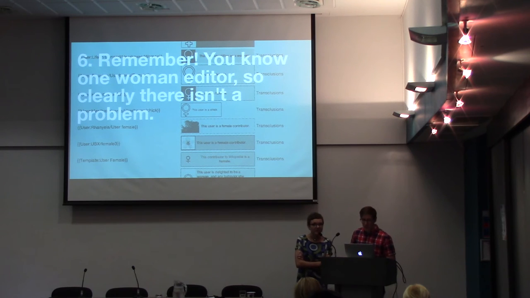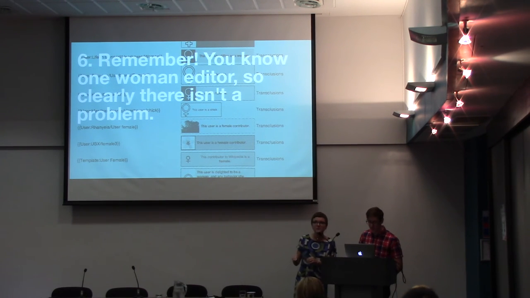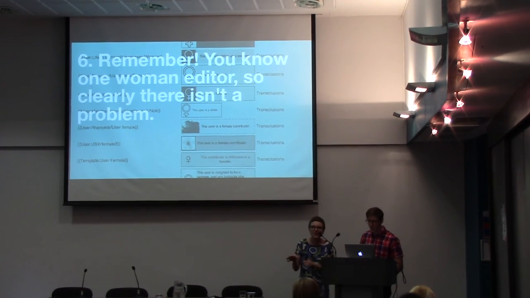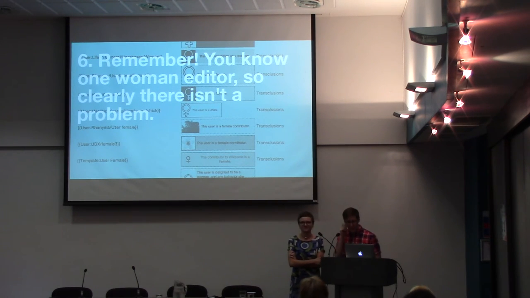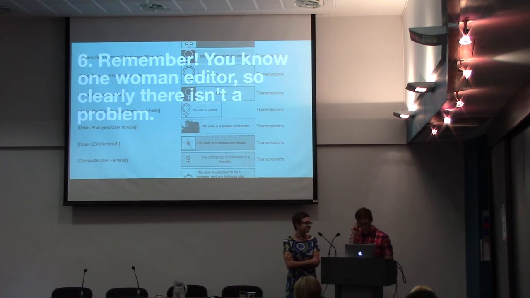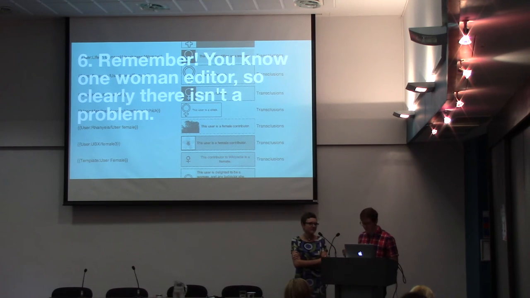So remember, if you know one woman who edits Wikipedia, there is no gender gap issue or crime. And actually, if you don't know one woman who edits Wikipedia, now you know me. So next time someone says, is there a gender gap on Wikipedia, you can say no, because Maryana edits Wikipedia, so everything's cool, you guys. Yeah, I mean, if you can think of a person you know who edits Wikipedia who's a woman, then clearly things are equal enough. It's fine. Women's interests and perspectives are totally represented well on Wikipedia. Yeah, exactly.